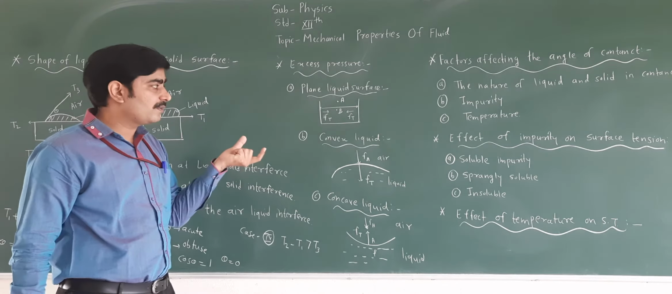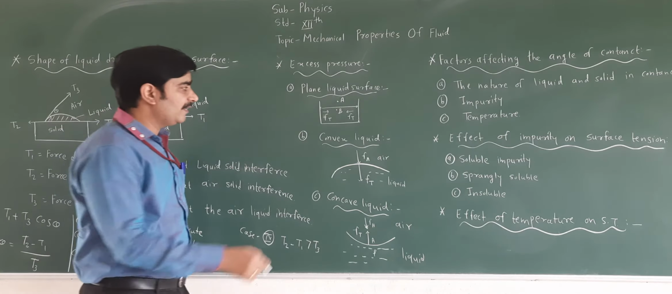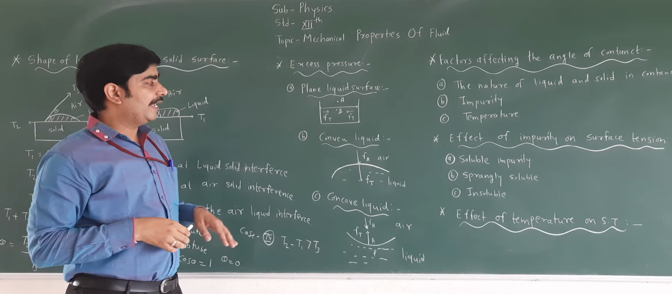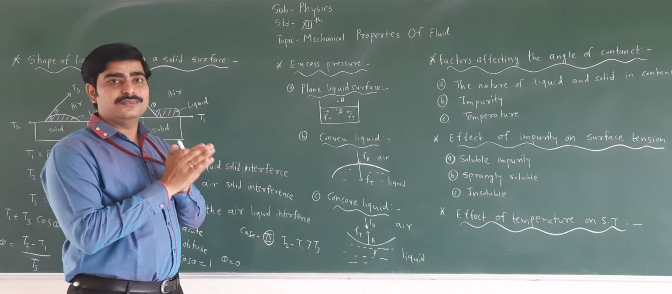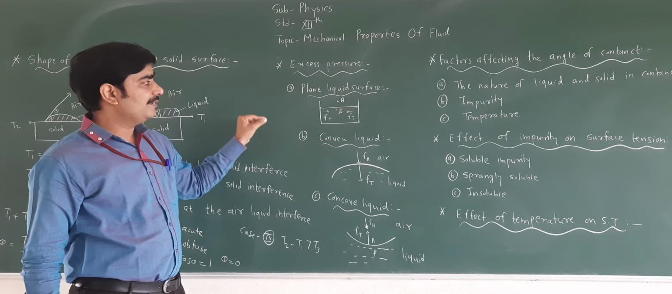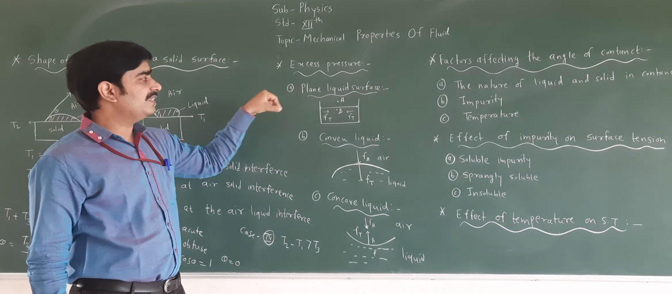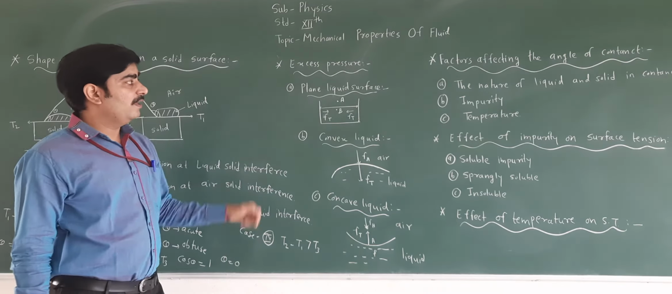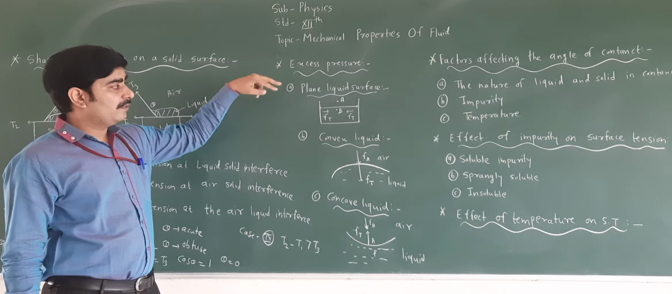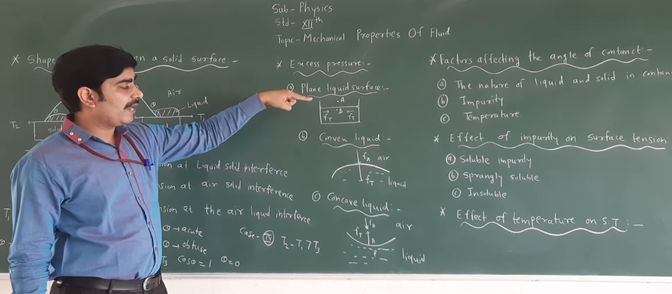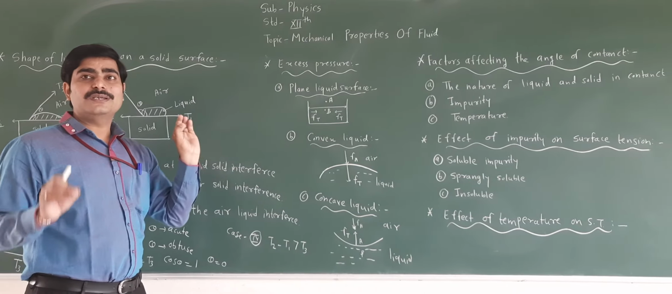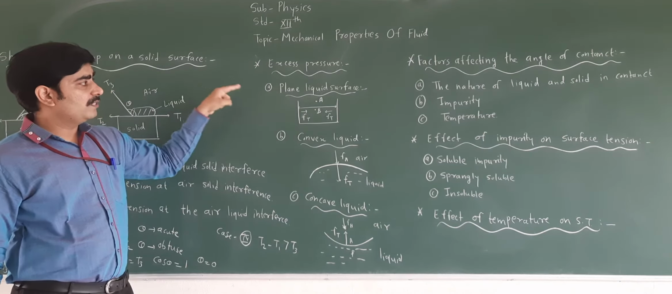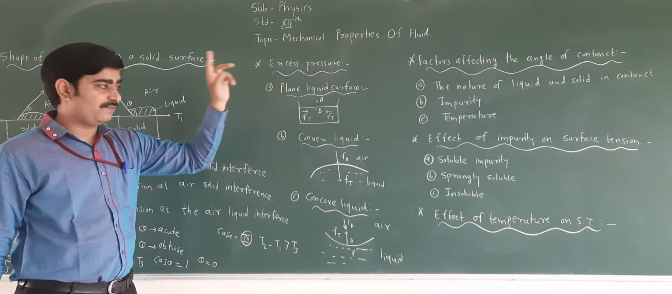When the liquid surface is plane, the surface tension acting on the wall of the container gets balanced. As a result, there will be no change in the shape of the liquid surface. So the liquid surface will remain plane. In other words, if the liquid surface is plane, then the pressure difference at point A and point B is 0. So the net pressure is 0. As a result, the surface will be plane. So this is regarding the plane liquid surface.